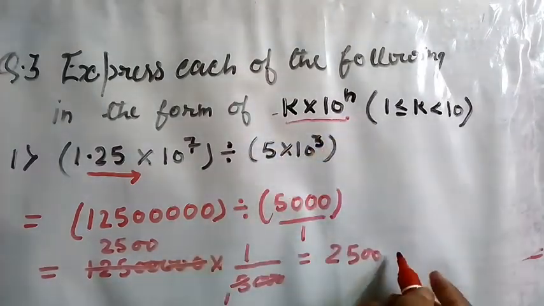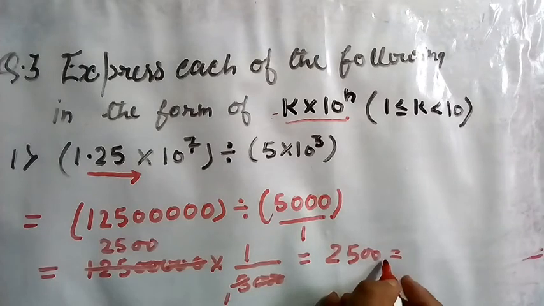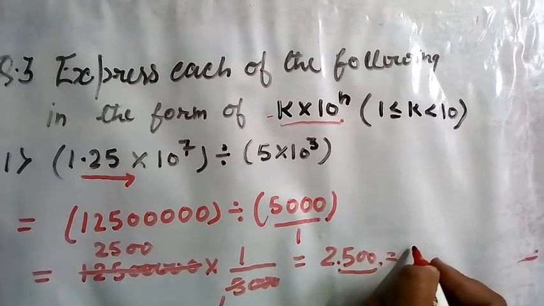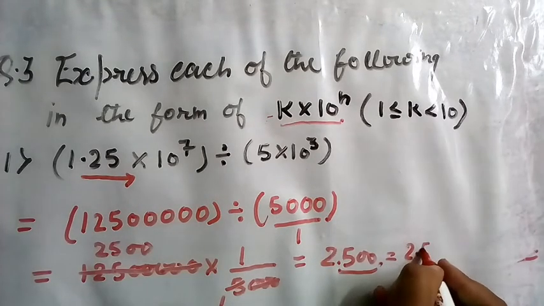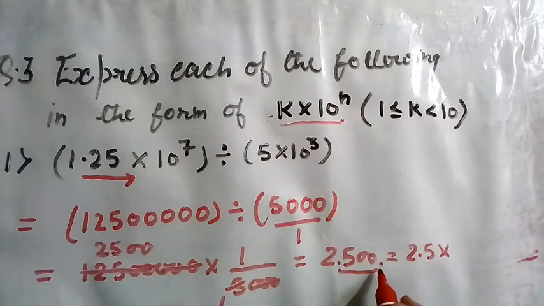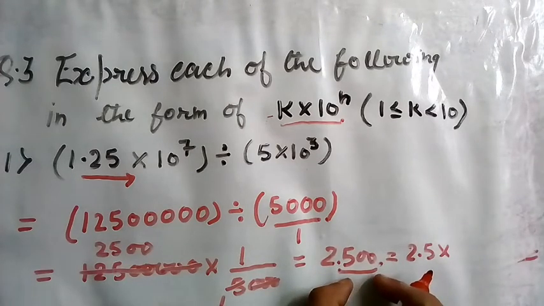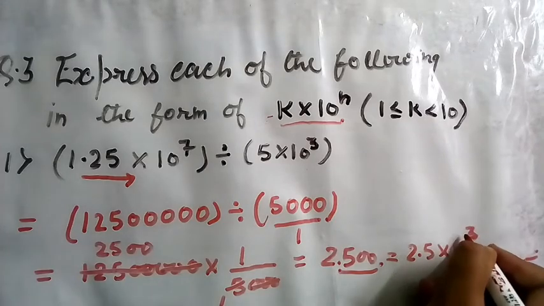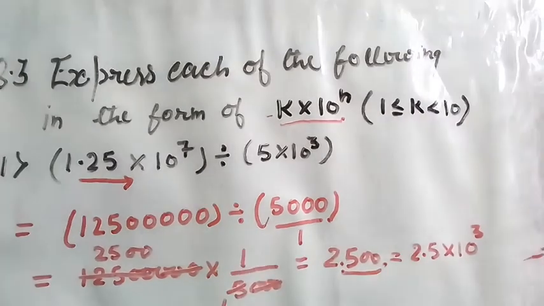Now write in the form of k into 10 raised to power n. So decimal is outside the number, bring it after first digit. This will become 2.5 into 10 raised to power 3. 3 digits are there, so the power of 10 will be 3. This is your required answer.